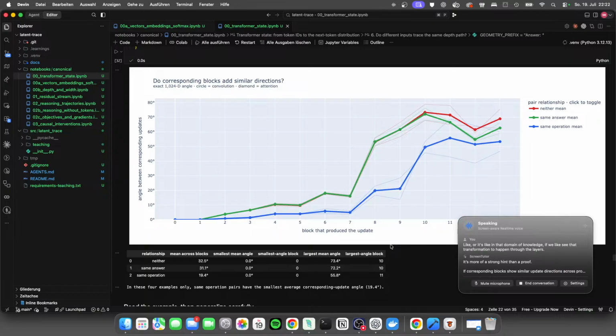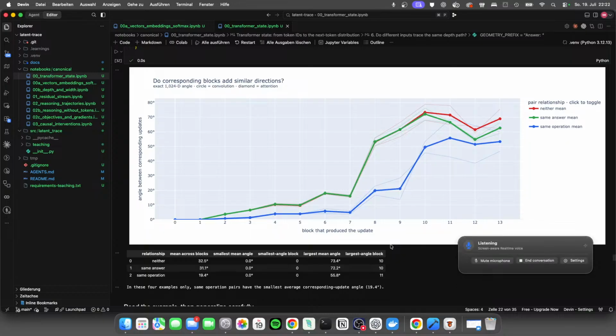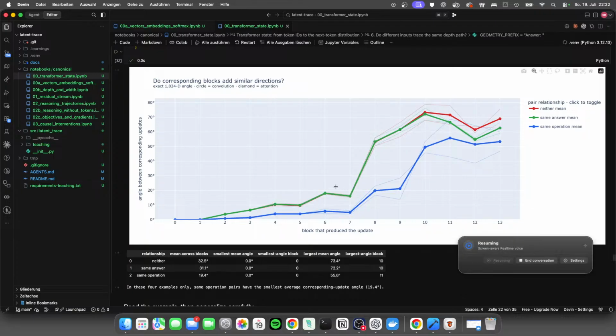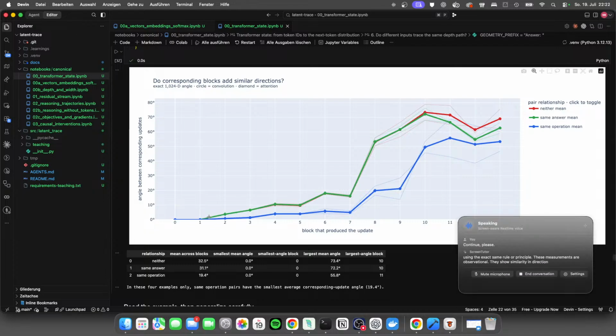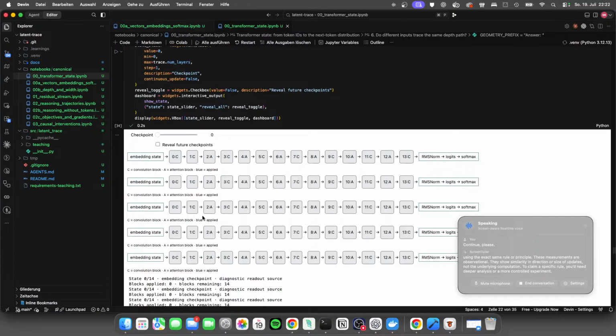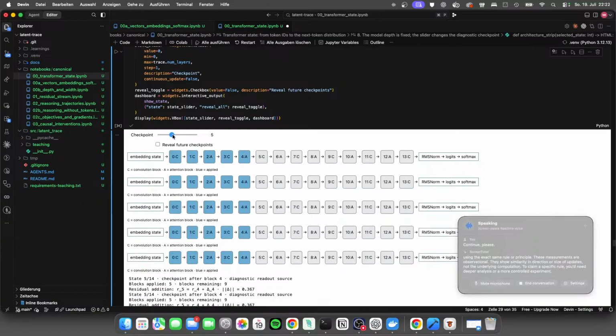It's more of a strong hint than a proof. If corresponding blocks show similar updates, that is consistent with the model using the exact same rule or principle. These measurements are observational. They show similarity in direction or size of updates, not the underlying computation. To claim a specific rule, you'd need deeper analysis or a more controlled experiment.